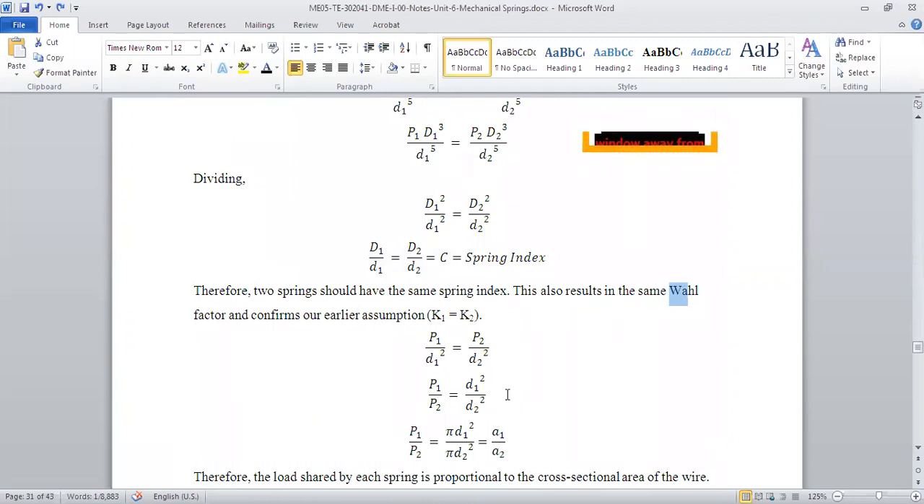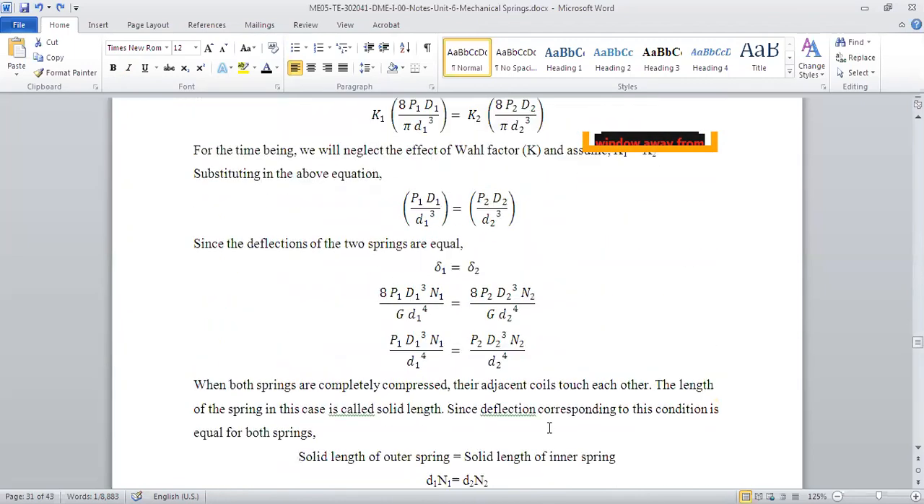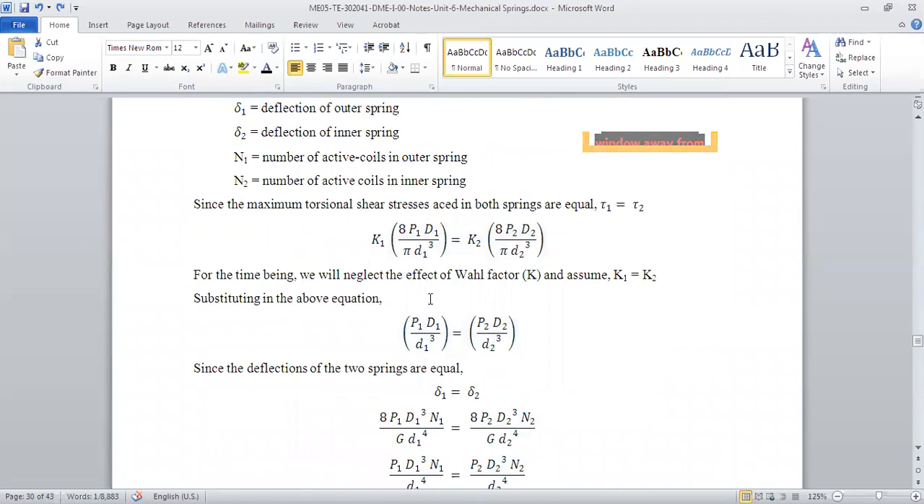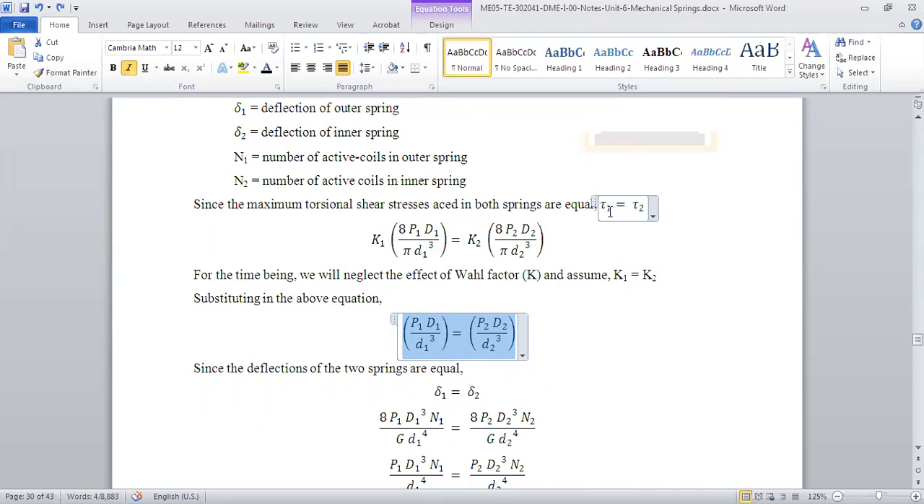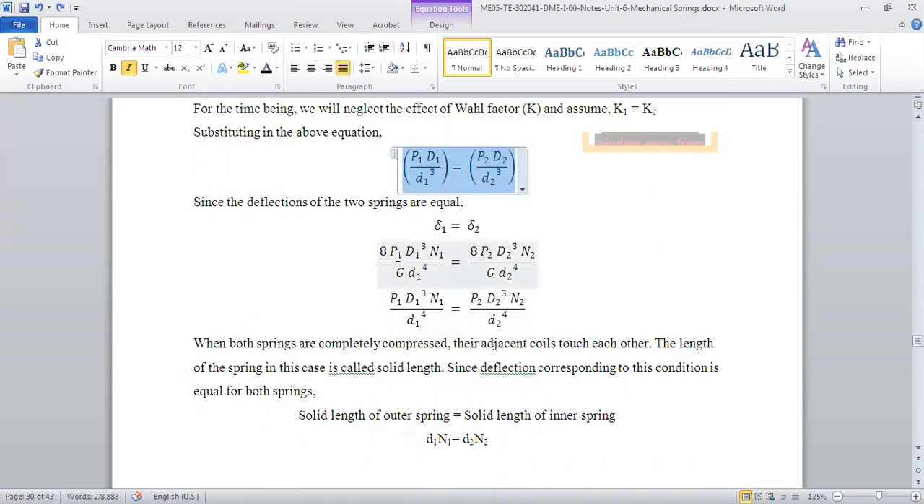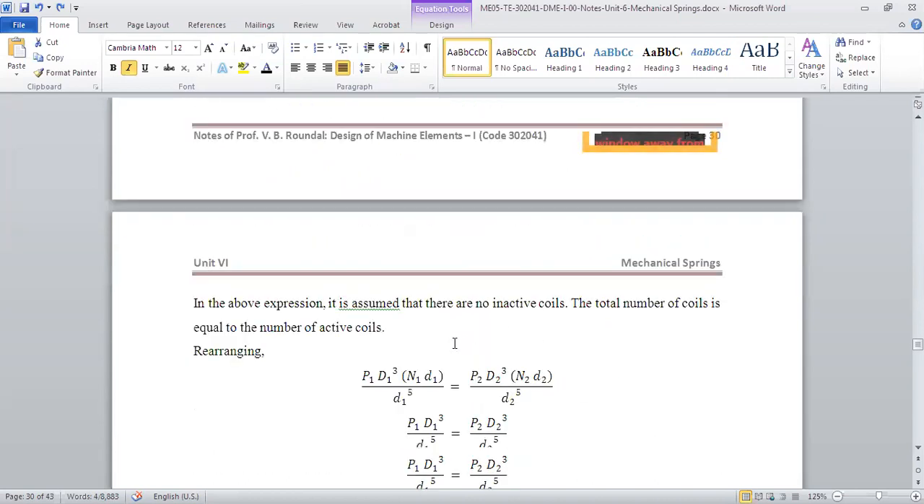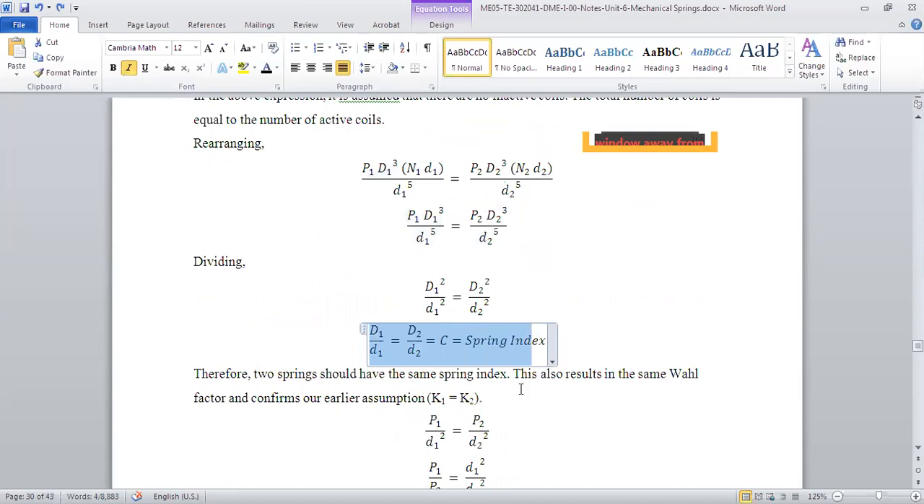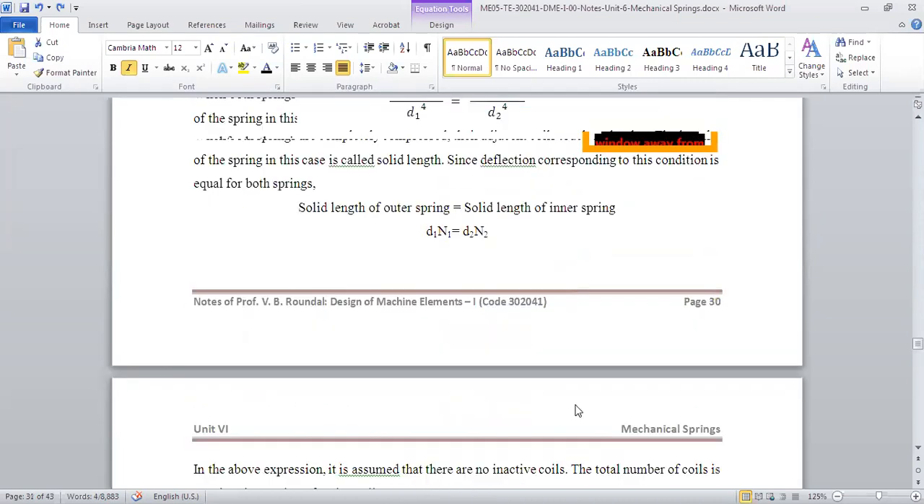P1 upon D1 square is equal to P2 upon D2 square. So P1 upon P2, how will we get this? Now we are again going back to this formula. First we used the comparison of the shear stress, and we got this formula. Then we used the comparison of the deflection, and we got this formula, and from that we concluded that the spring index of both springs is the same and the wall factor of both springs is the same.